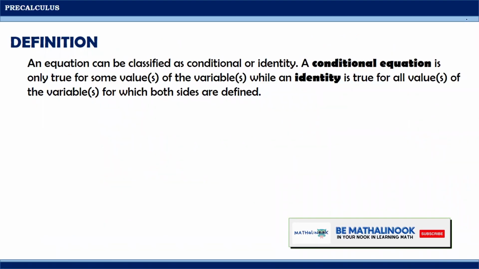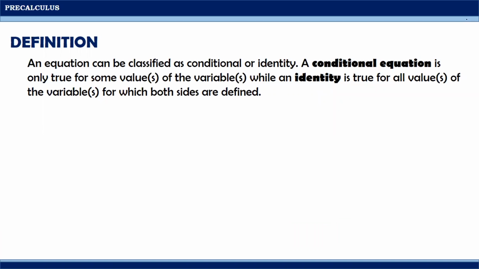An equation can be classified as conditional or identity. A conditional equation is only true for some value or values of the variable, while an identity is true for all values of the variables for which both sides are defined.